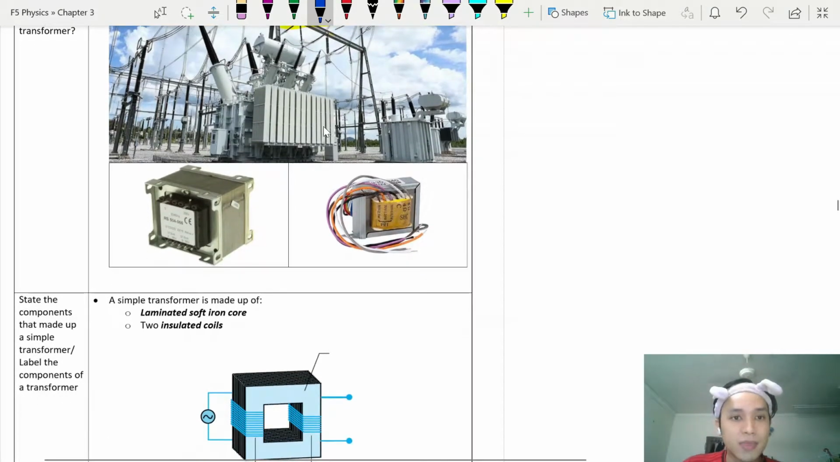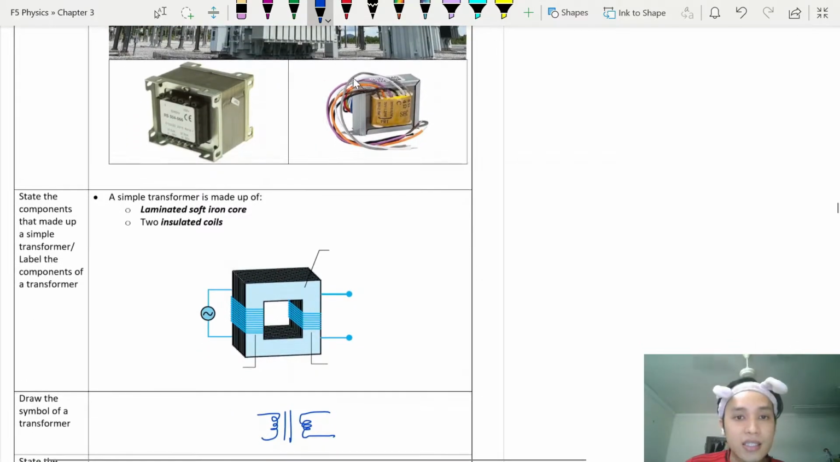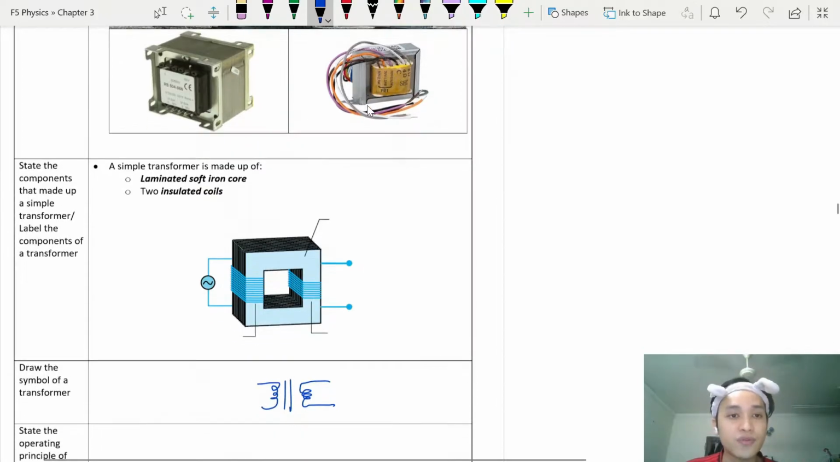This is a diagram just to show you, in case maybe in the exam they show you something like this. This is the transformer that you will see at a power station. This whole big thing is a transformer, and this is the design of a transformer nowadays. You need to roughly know the shapes and designs of a transformer.